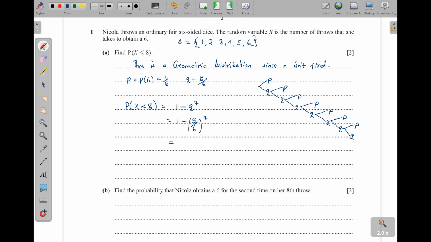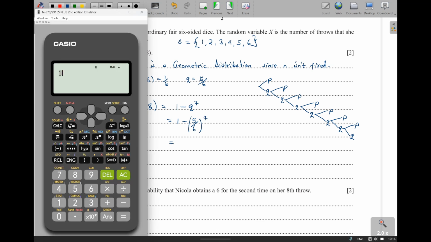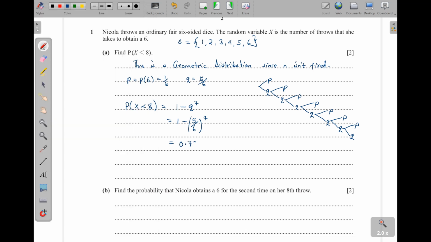So what do we get when we put it in the calculator? 1 minus 5 out of 6, then we power this with a 7. So the answer is 0.721 to 3 significant figures.